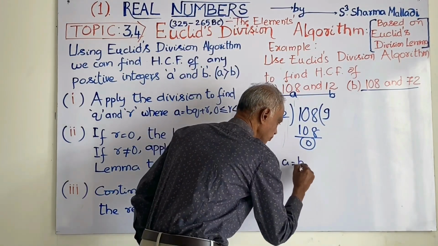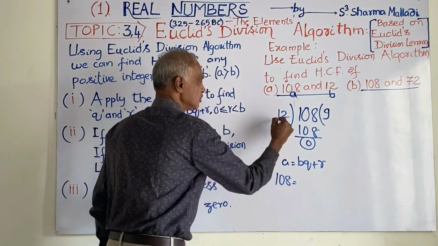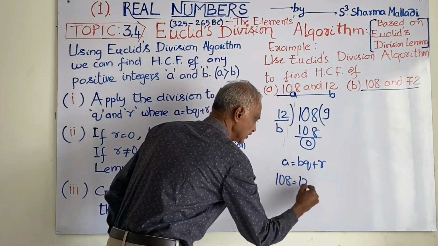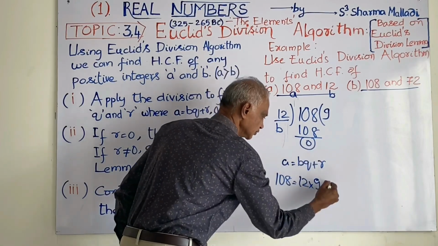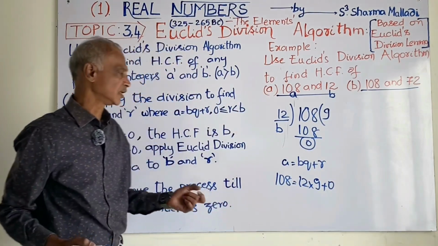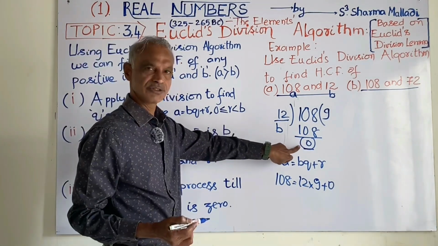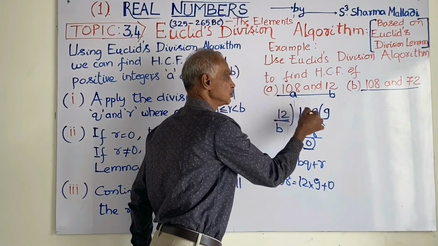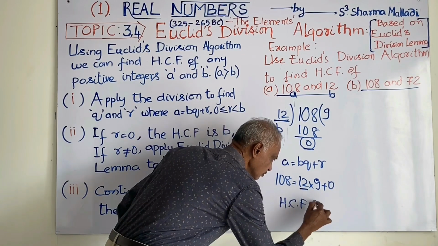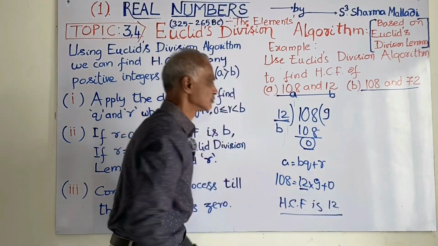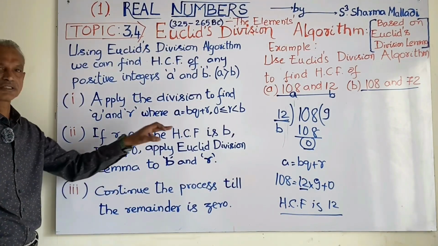A is equal to BQ plus R. What is A here? 108 is equal to B, which is 12, into Q, the quotient, 9, plus R, which is 0. Yes, 12 9s are 108. What is the HCF of 12 and 108? As remainder is 0, we take the HCF of these two numbers as 12. Because you are getting remainder as 0. If R is equal to 0, the HCF is B, meaning the divisor.